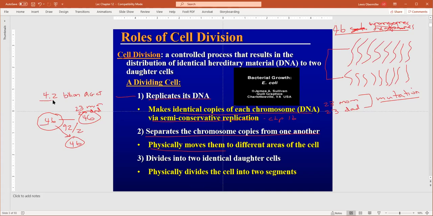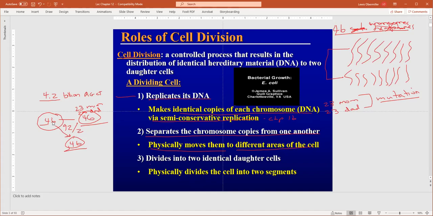And remember, that would be the equivalent of you retyping your textbook that was the height of the Washington Monument and not making any mistakes, right? So that's not an easy feat. And then the same thing would happen with this cell too. So we want 2 cells that are exactly genetically identical to each other. And then those chromosomes have to get moved to separate places.